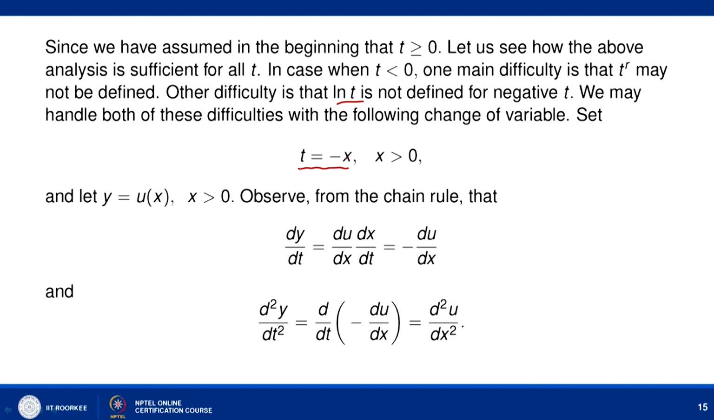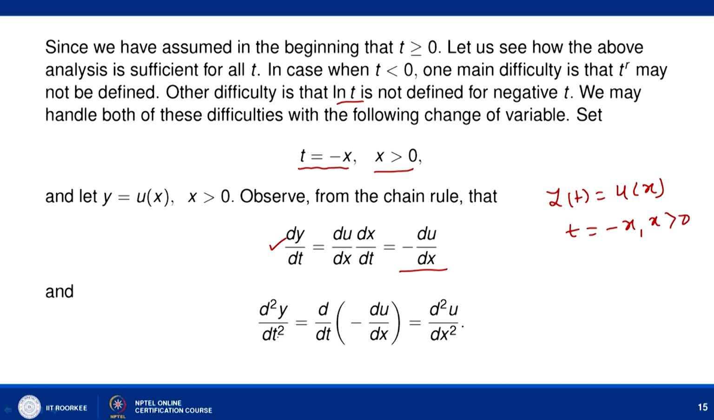Since t is negative, x is going to be positive. Now, using this change of variable, let us calculate dy by dt. Here we write y t is equal to u of x, where x is positive because t is negative and t is equal to minus x. So, dy by dt equal to du by dx times dx by dt. You can easily calculate dx by dt, that is minus 1. So, dy by dt equal to minus du by dx.